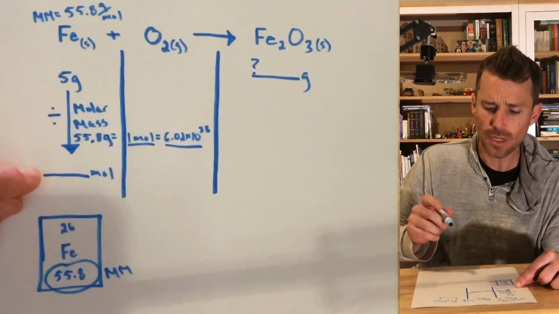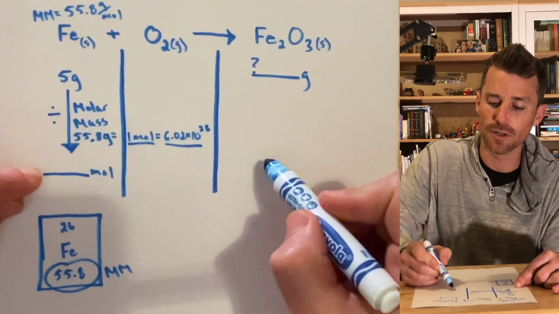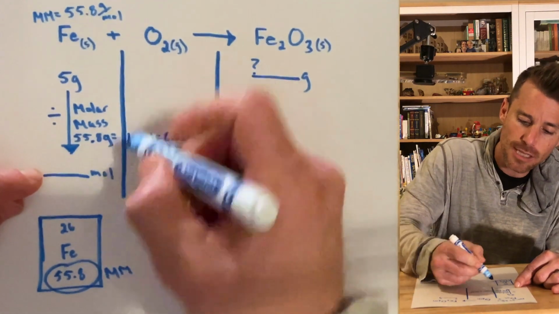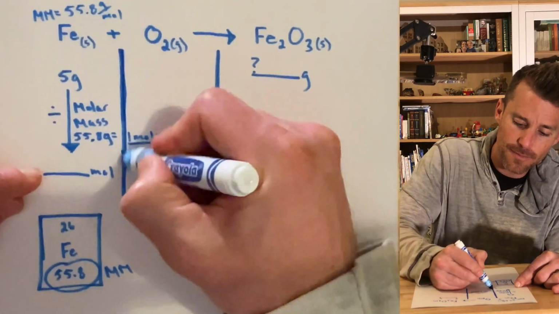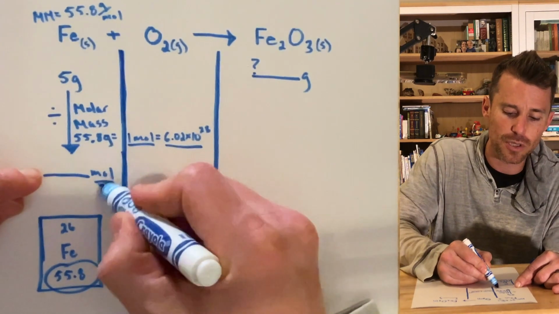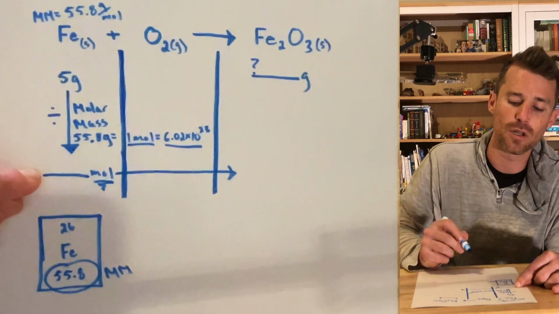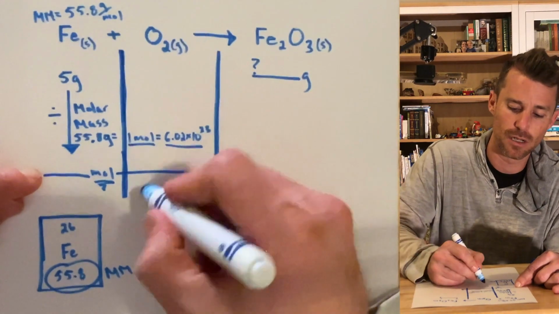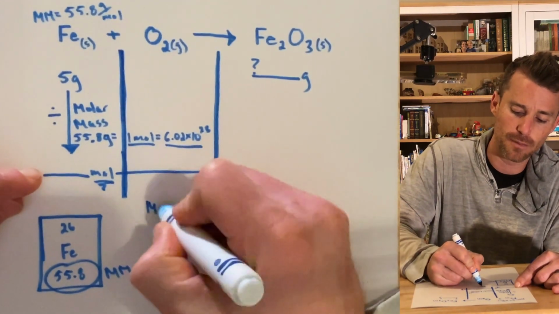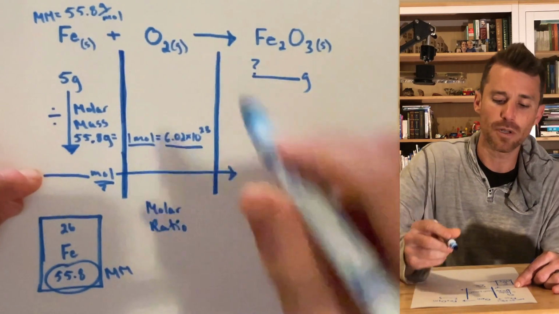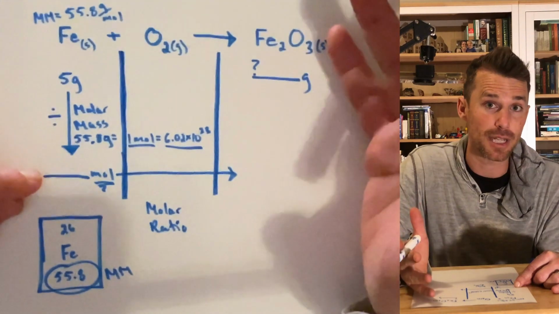Great. Now, how do I get from moles over to the thing that I actually need? Well, when I cross this line right there, I have to be in units of moles, which I am, and I use what's called the molar ratio. This molar ratio comes from when you balance an equation.